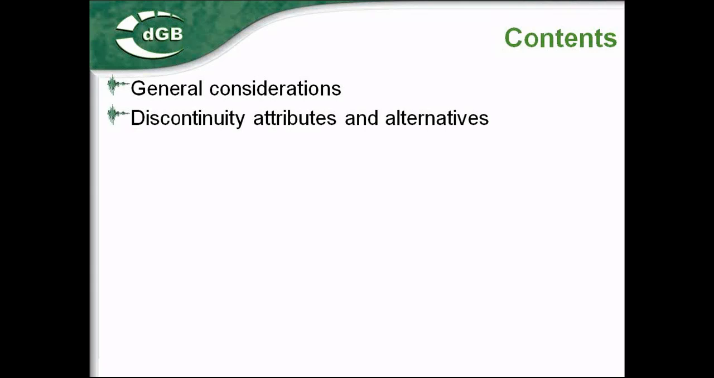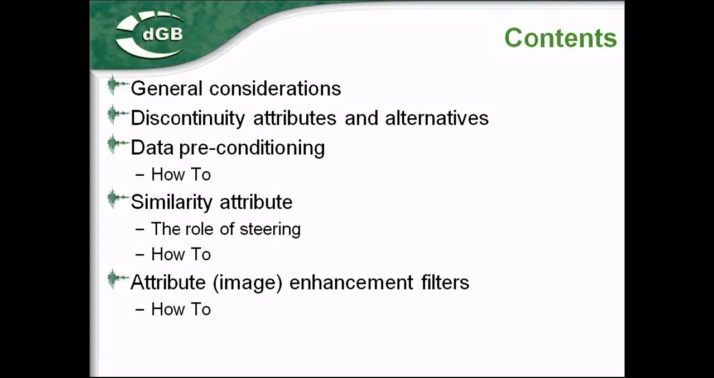So let me start with giving you an idea of what will be the overall flow of this webinar. First I will talk about some general considerations, some high-level thinking about how to do attribute workflows. Then I will zoom in on discontinuity attributes and some alternative workflows that you have, because it's also important to realize that discontinuity attributes are not the only solution for mapping faults. And then I will go over the principal workflow, how to get to a good result.